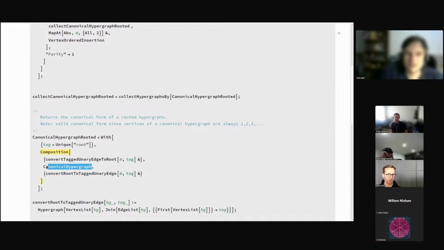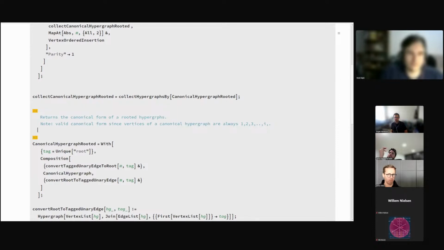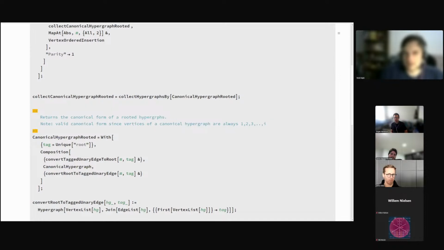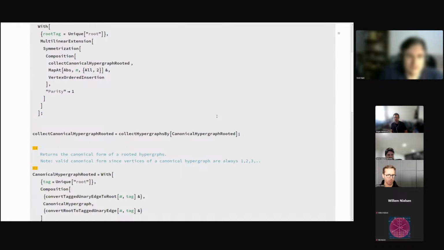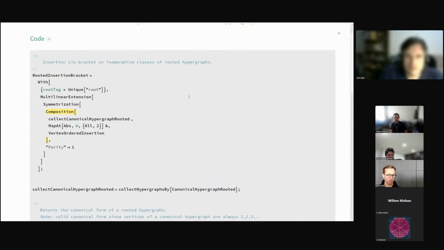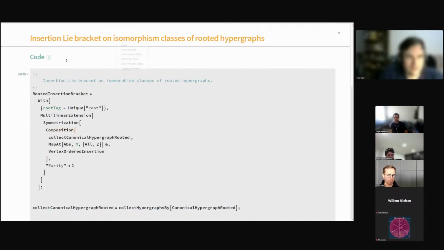So if you apply canonical hypergraph, then the vertices are always a range. If you have some root at position I, then the canonical rooted form is going to be I, 1, 2, 3, and so on. This is one technical point which one has to think through to be 100% sure. But the construction, you see, is the same thing. The way I implemented it can be written nicely like this.